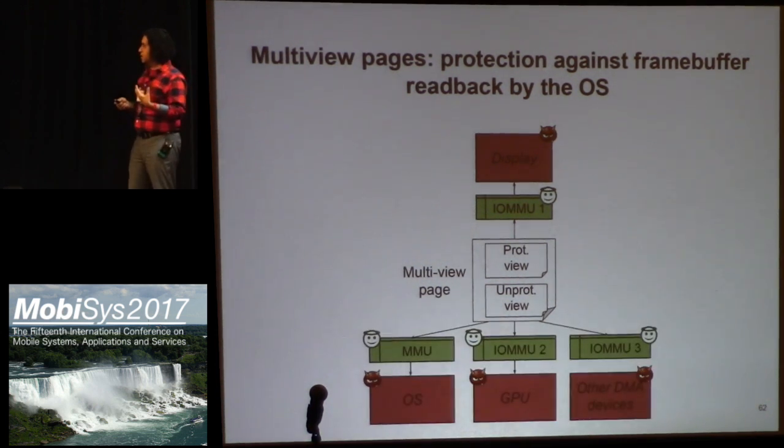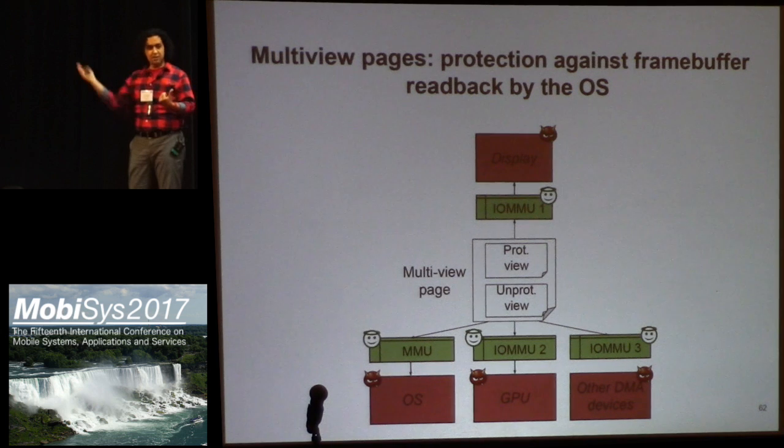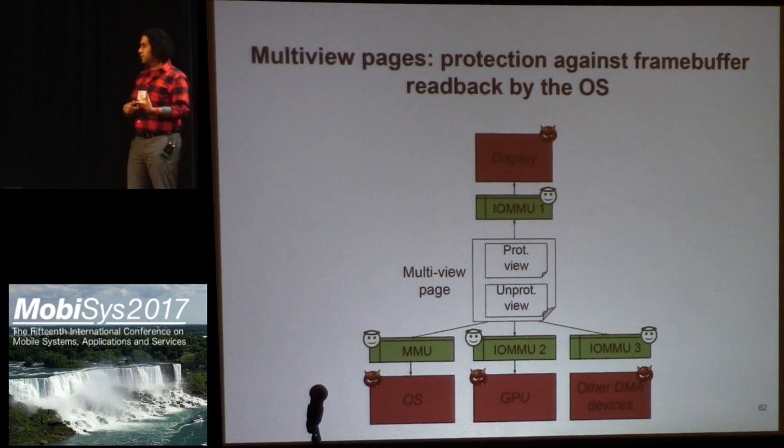And then we map the unprotected view into everything else in the system. So we map it into the MMU for the CPU, which is running the operating system. We map it into the IO that you see in front of the GPU or any other DMA capable device. So if any of those components then try to actually see the frame buffer, for example, take a screenshot, then the text will somehow magically disappear.